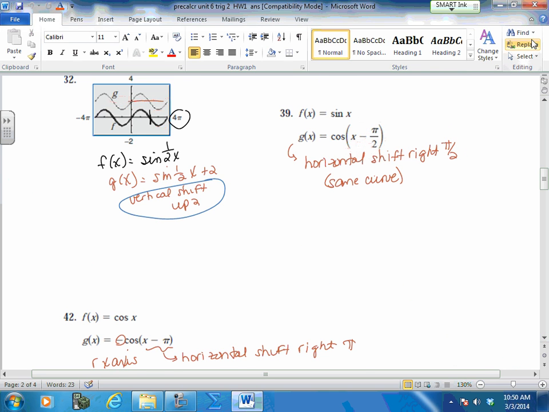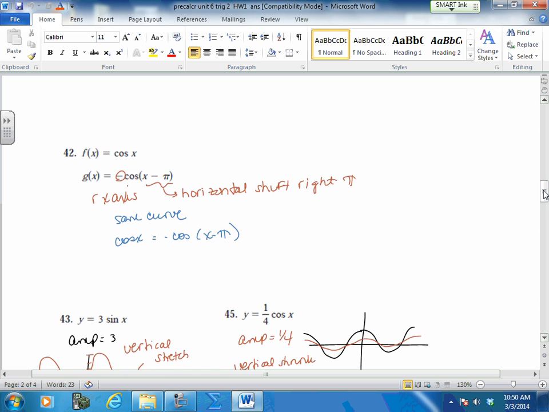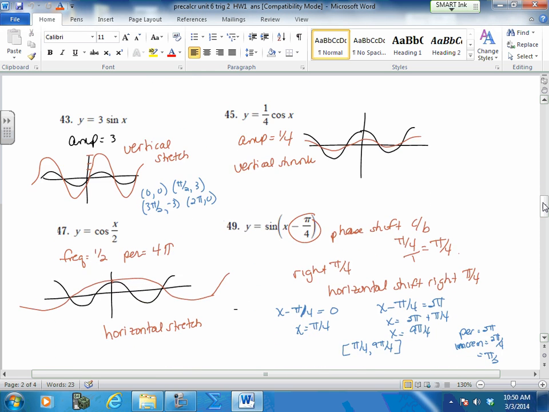Now this guy too, even though we call it a phase shift, if you followed your transformations, oh, we don't have 42? We didn't have 42? Okay. These guys, were you okay with this? This one just changed the amplitude. Vertical stretch. When you stretch this, don't forget to change your range. This is a vertical shrink. Don't forget to change your range.